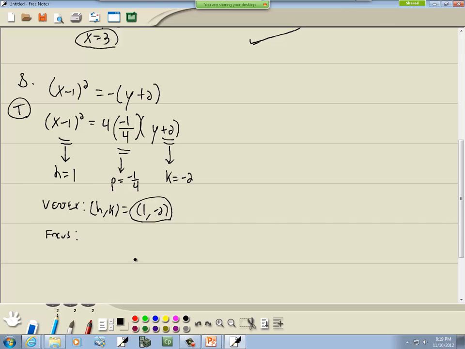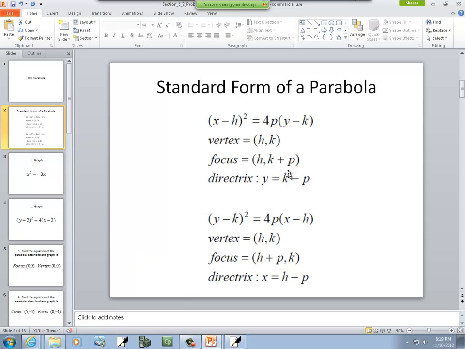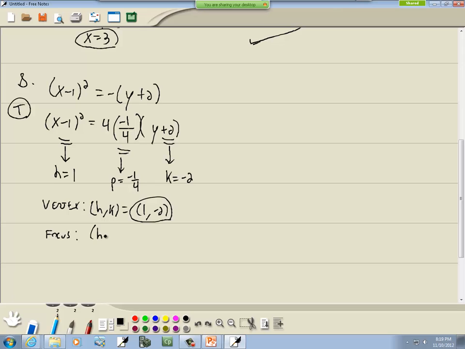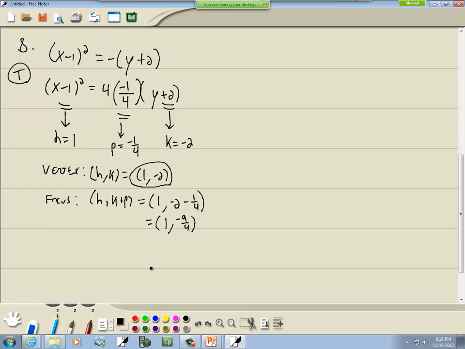Our focus is h, k plus p. H was 1, k is negative 2, plus p, so negative 1/4. That gives us negative 9/4. I took negative 2 times 4 gives you negative 8, and I added negative 1, and that gives us a negative 9. Then the denominator stays the same. It's just a mixed number.